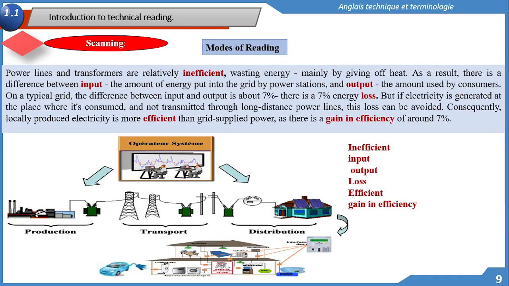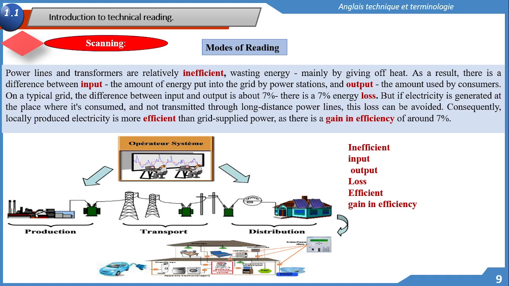Okay, let's apply scanning. So imagine you are researching energy efficiency in electricity distribution and you come across the following text. You need to quickly find information about the energy loss in a typical grid and the efficiency of locally produced electricity. So let's start by reading. I'm reading quickly. I did not use skimming or scanning. I try to read it, then apply this mode of reading.